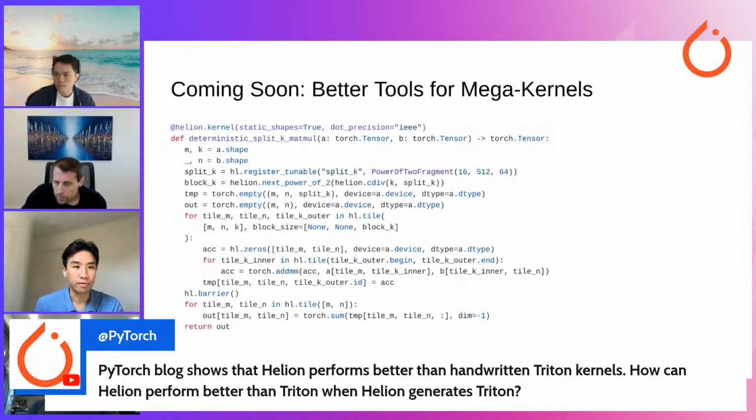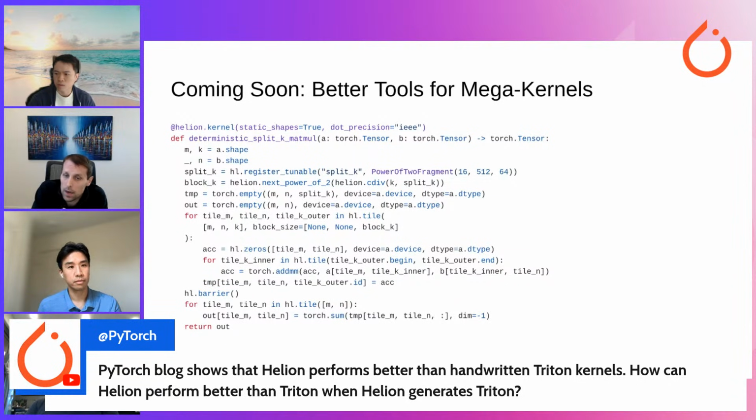There is another question from the audience. The PyTorch blog shows that Helion performs better than handwritten Triton kernels. How can Helion perform better than Triton when Helion generates Triton? Yeah, this is a common question, and really the answer is better tuning. If a human is writing a Triton kernel, they're typically going to try a few different ways of implementing it, but they're unlikely to make very large changes to the kernel. They might spend most of the time tuning things like block sizes.